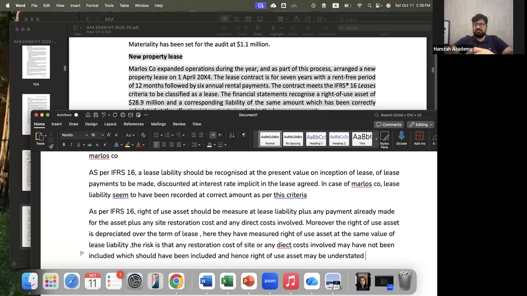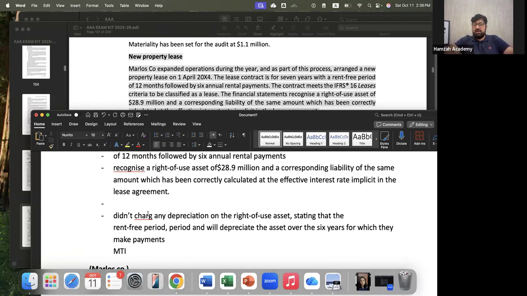Now, this next part, which is related to rent-free use, they didn't charge any depreciation, saying that it is for the first year is rent-free. Will depreciate it in the next 6 years when the lease rental has to be paid. Remember, this lease rental payment is just arrangement of payment. It is payment for 7 years, being paid over 6 installments. Remember that.